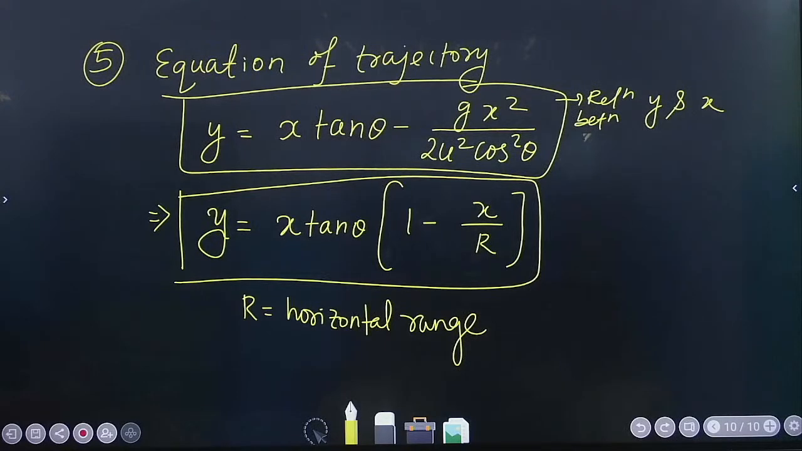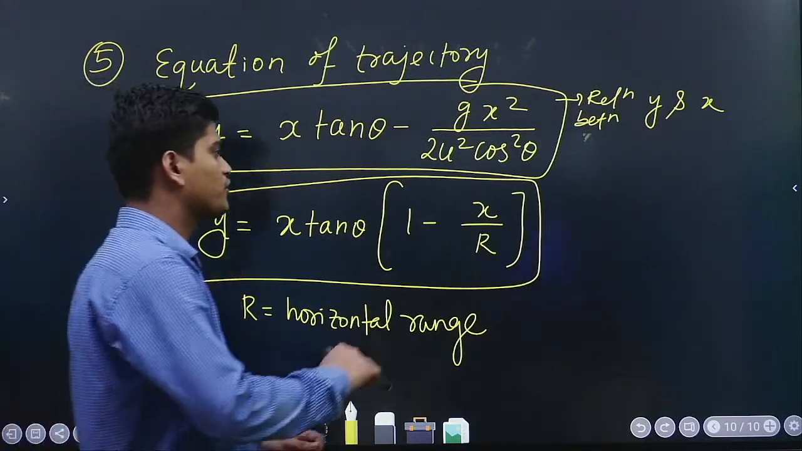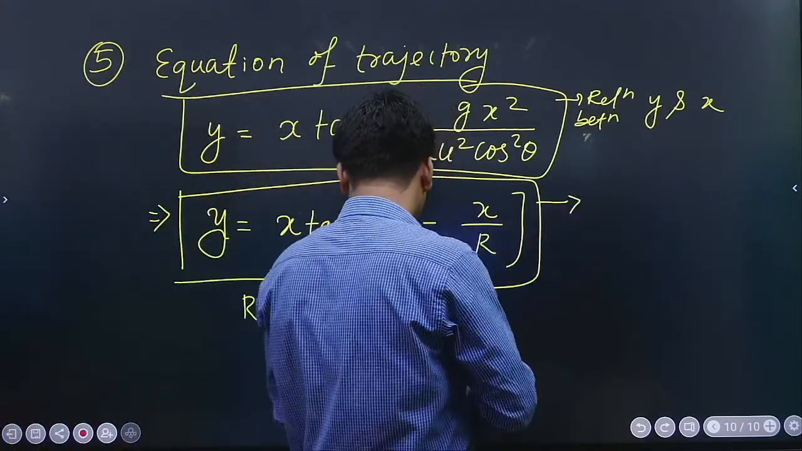So y equal to x tan theta minus g x square by 2 u square cos square theta, where u is the initial velocity. Another formula you can write is y equal to x tan theta into 1 minus x by R. There are different forms they will give, and from there you can find it out. Suppose for this one, I am telling.